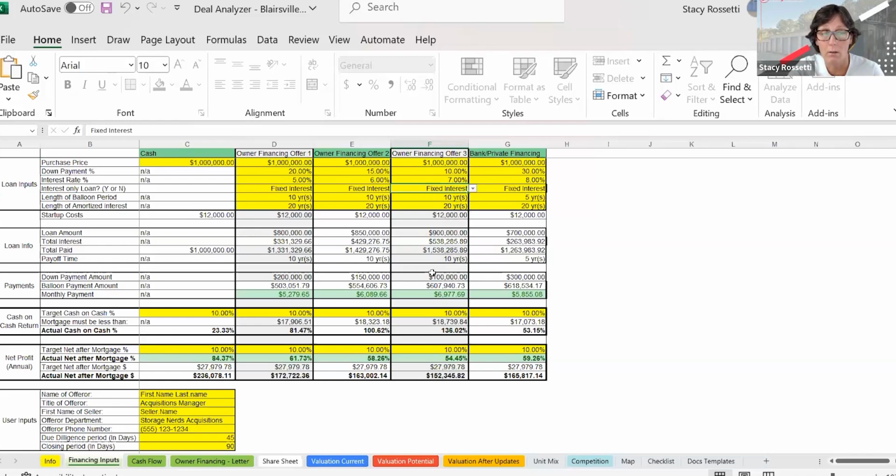So this number right here, the total paid and the interest right here, these two numbers are kind of what we push on the magic letter. So the magic letter is the letter that we send out, the offer letter. And that's where we spell these terms out.